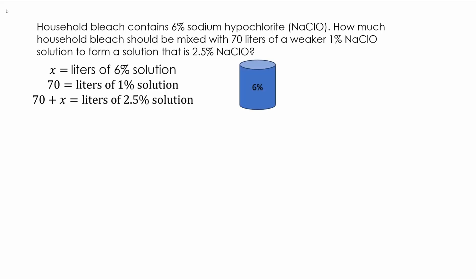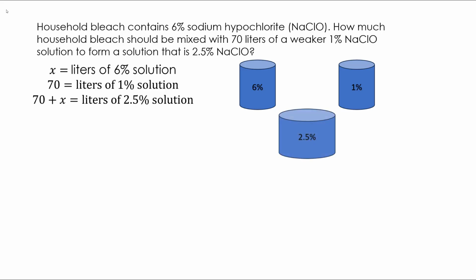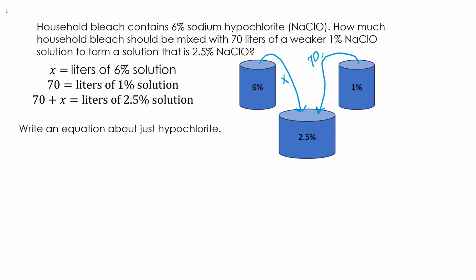So here's a picture of what we're doing. We've got a bucket of 6% solution. We've got a bucket of 1% solution. We're going to pour some of each one into another bucket so that we end up with a 2.5% solution. We're going to pour in X liters of the 6% solution. We're going to pour in 70 liters of the 1% solution, which means we'll end up with X plus 70 liters in the third bucket.